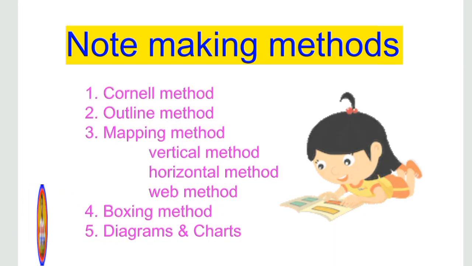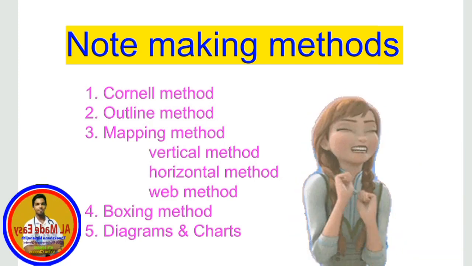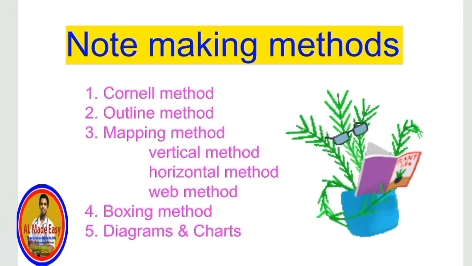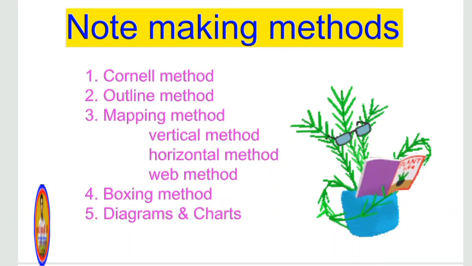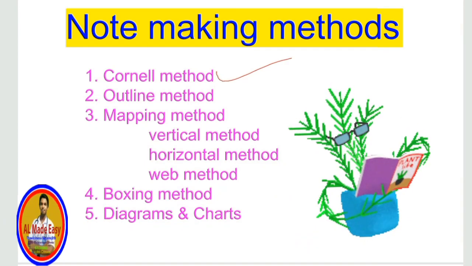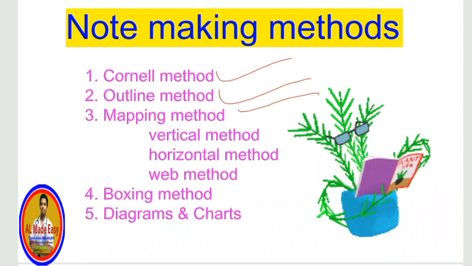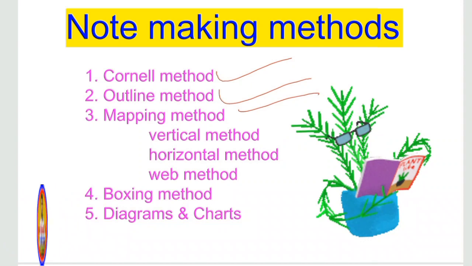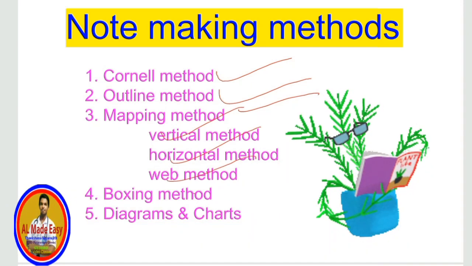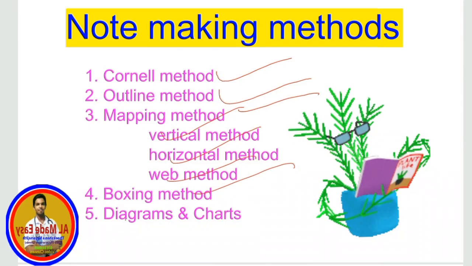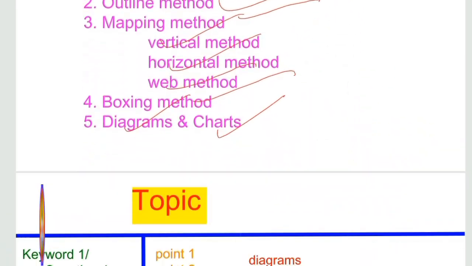Today we are going to focus on note making methods. Especially, these are very useful in making your short notes. Overall today I am doing 5 methods. They are: first one corner method, second one outline method, third one mapping method. And this mapping method again can be divided into 3 as vertical, horizontal and web. Fourth one boxing method. And the last one diagrams and charts. Okay, we will discuss one by one.